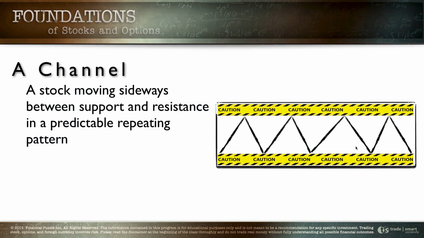If you look at this picture here, this is a theoretical drawing of how a channel would work, but the idea is that the stock rallies up into resistance. Some selling pressure is going to build up. It's going to sell off down into some support. Some buying pressure will build up, and the pattern will repeat over and over. Now, this is very theoretical, but in practice, it's very, very similar.